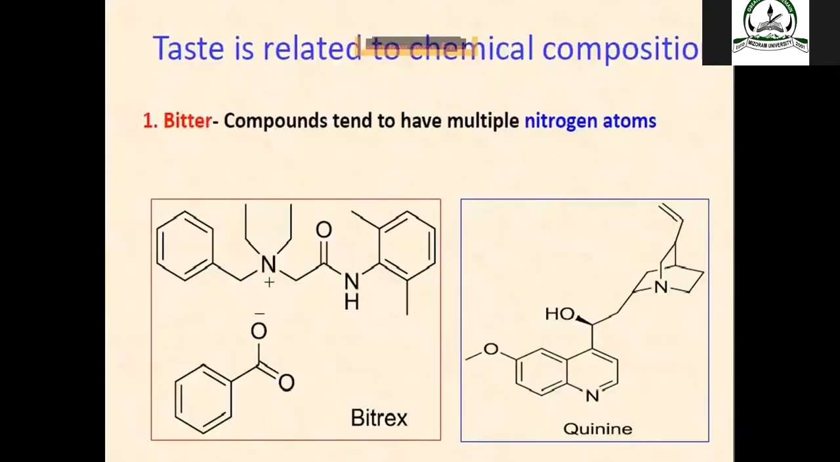Just 1 minute. Okay, bitter: it contains nitrogen atoms, which represent the bitterness. If you want to sense the bitterness, then it should have nitrogen atoms. Nitrogen molecules should be sensed by your chemical sensor, so then only you can sense them. So quinine, brucine, these are bitter chemicals, for example.